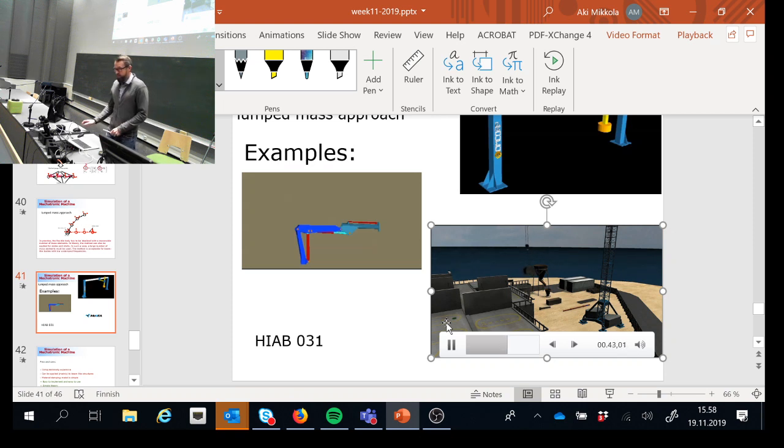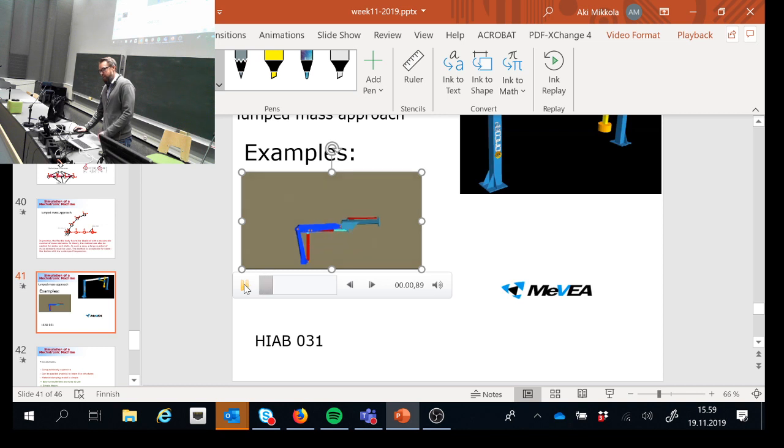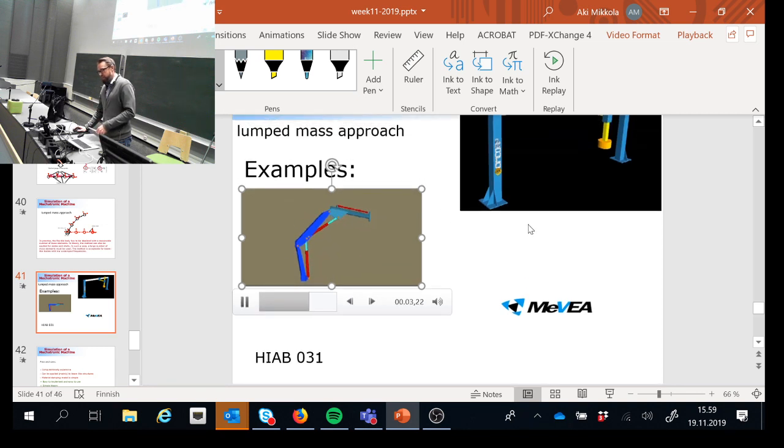And in the past, it was used in applications other than cables, like in cranes, like this one here. This was modeled flexibly using this lumped mass approach.